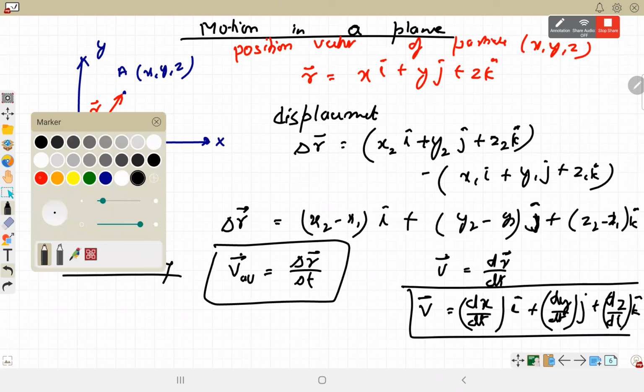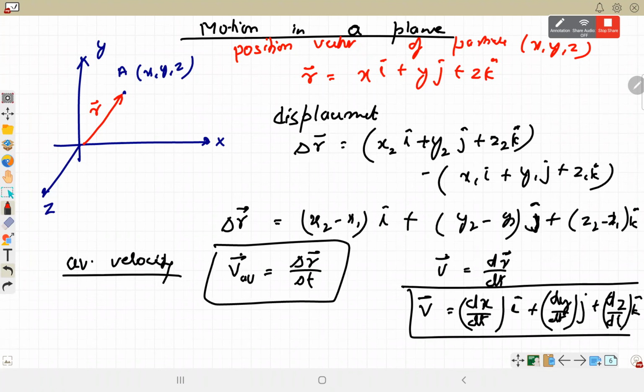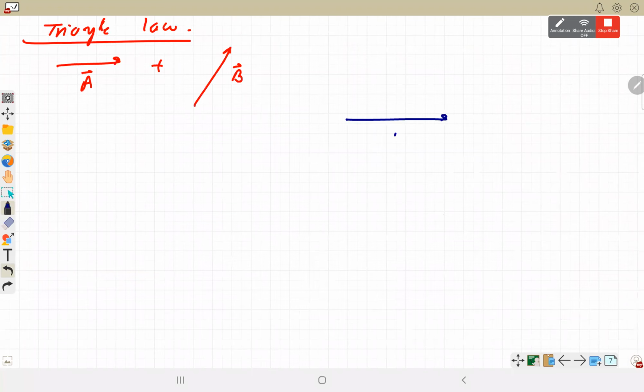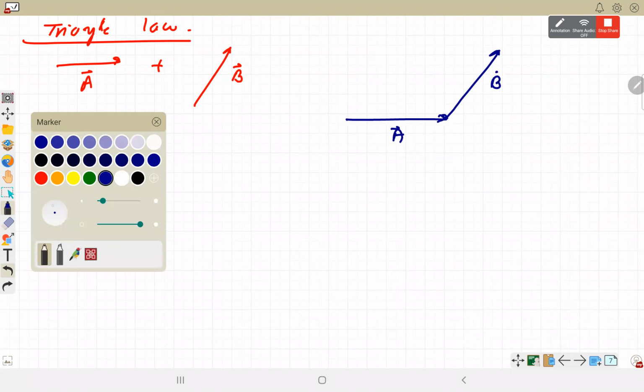Right, so average acceleration we can also calculate with the help of vector summation. So just a quick recap of how we do the vector addition or subtraction by using triangle law and parallelogram law. Triangle law, vector addition and vector subtraction. If we have to add two vectors, let's say vector A plus vector B, we'll first draw the vector A as it is. From the head of vector A, we will join the tail of vector B, and then we get this vector joining tail of A to head of B.